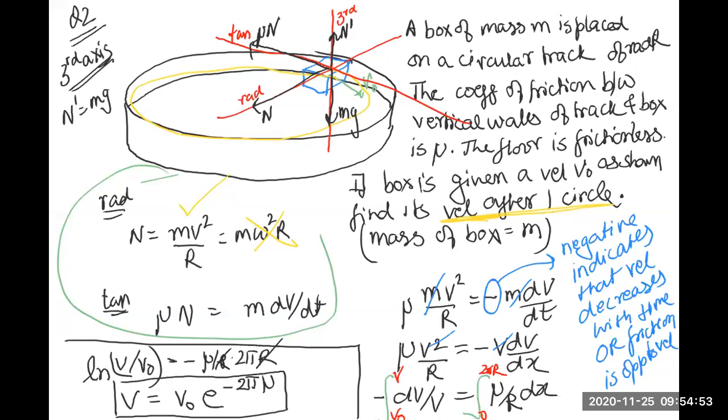Does everyone understand this? The last step is ln, Radhika. ln a is equal to b, so a is equal to e raised to the power b. You remember this, right? You have studied logs. ln x is equal to y, then x is equal to e raised to the power y. So v by v naught is equal to e raised to power minus 2 pi mu. V therefore will be equal to v naught e raised to power minus 2 pi mu.